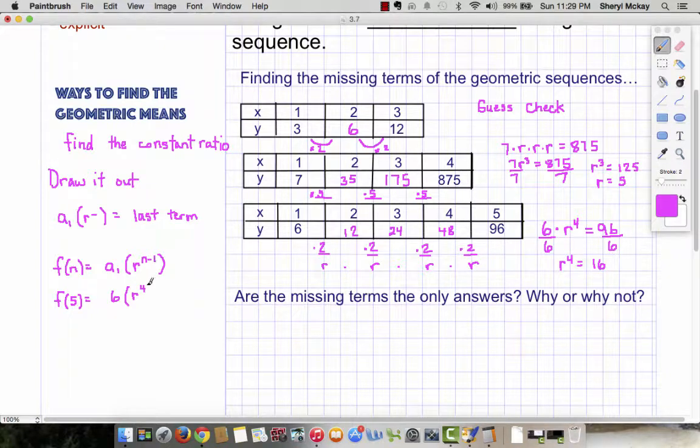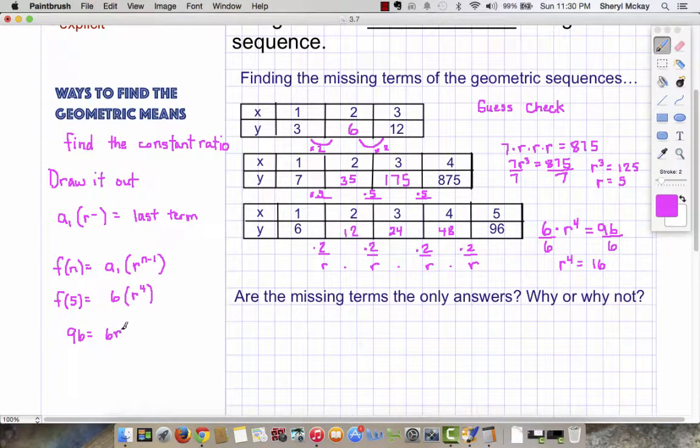And look at that. f of 5 is equal to 6 times r to the 4th power. Well, we know what f of 5 is. We know that it's 96. So then we can write here 96 equals 6r to the 4th. And then we can just solve for the common ratio, and once we know what the common ratio is, then we just fill in our missing terms.